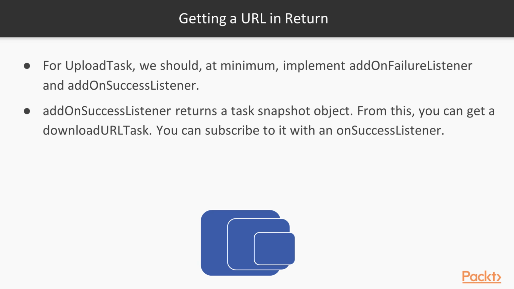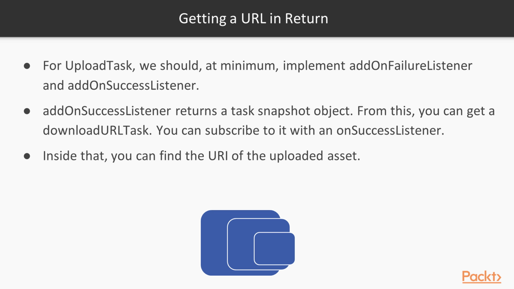From that task snapshot, we can get something called a download URL task, which is where we basically say, hey, can you tell me the URI of that file that I just uploaded? Depending on the access rules, you can put that URI directly in a browser and see that asset.